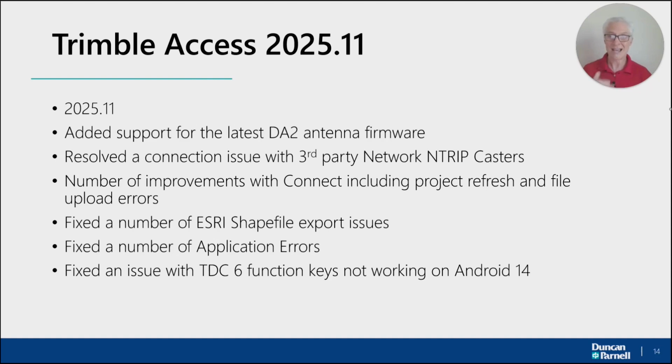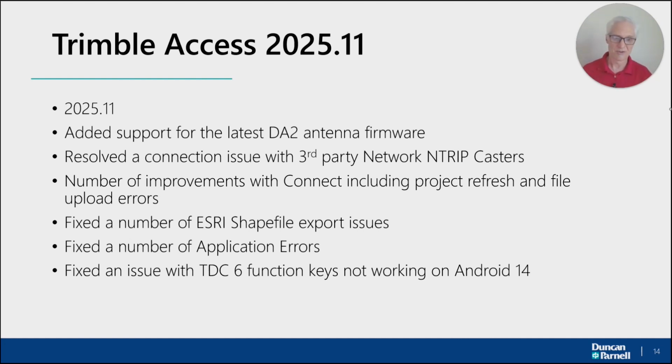So let's look at some of the things that came out in the patch in July for 2025.11. So 2025.11 adds support for the latest DA2 antenna firmware. So if you're running a DA2, the little Catalyst antenna with Trimble Access, it now will work with that DA2 when you load the latest firmware on there. Also resolved a connection issue if you're using third-party network NTRIP casters. This would be like RTK2Go or UCORS, something like that, a third-party system for a network RTK. If you were getting a 502 bad gateway error when you updated to 2025.10, 2025.11 takes care of that issue for you. Runs smooth. I've tested it. Works really good.